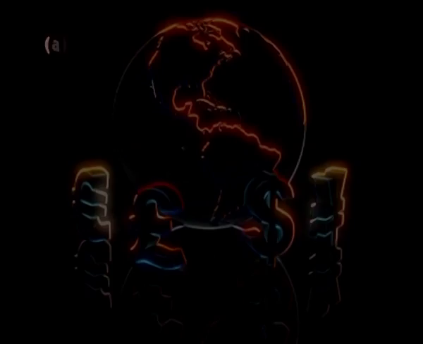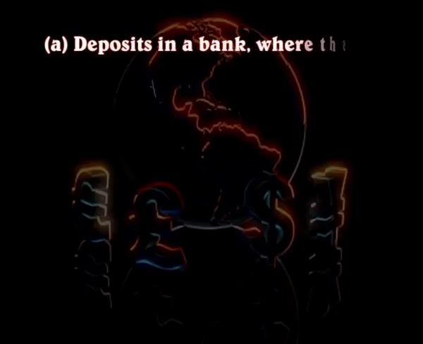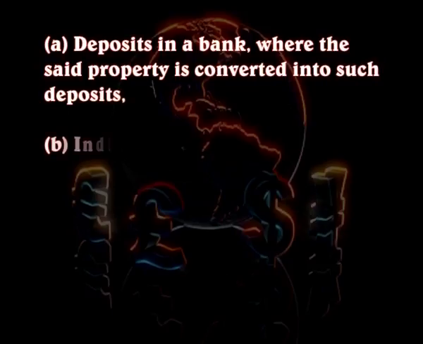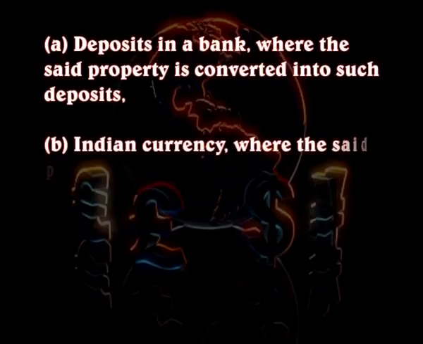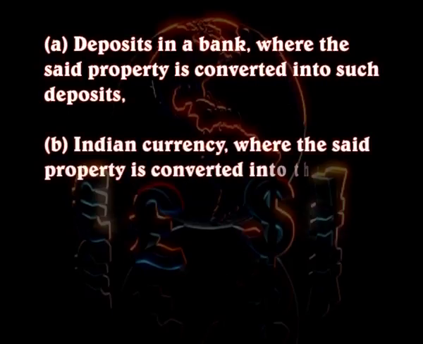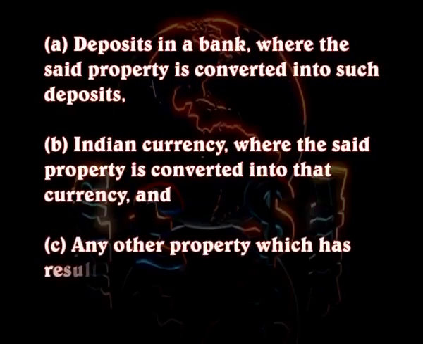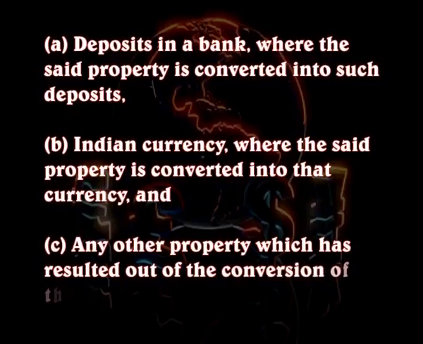For the purposes of this subsection, property in respect of which contravention has taken place shall include a. deposits in a bank where the said property is converted into such deposits, b. Indian currency where the said property is converted into that currency, and c. any other property which has resulted out of the conversion of that property.